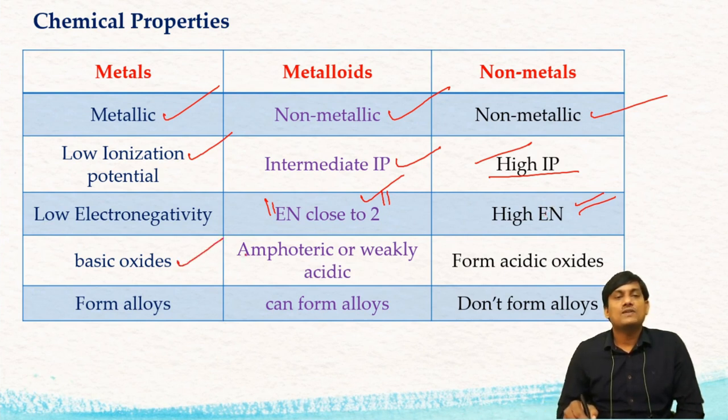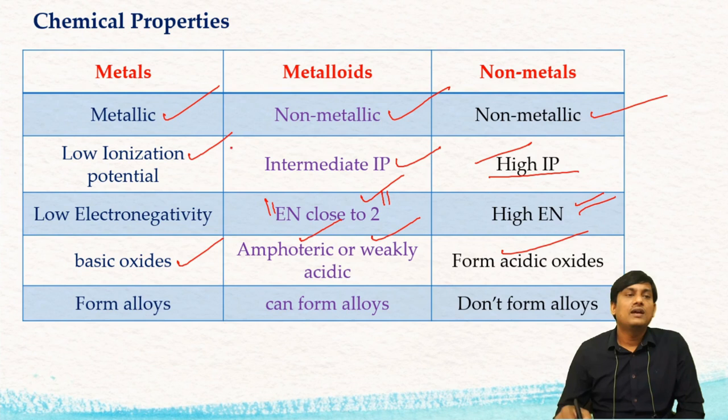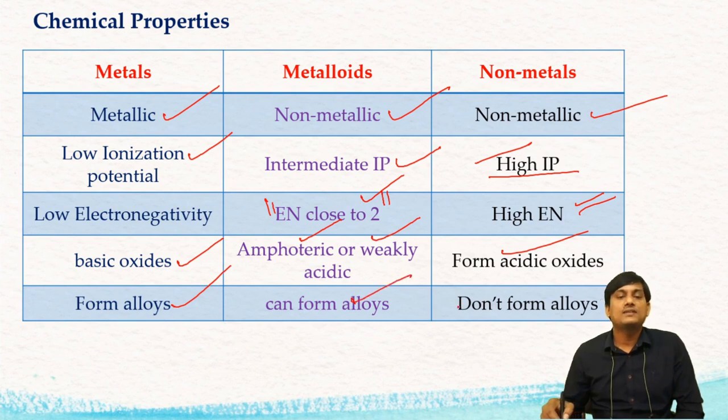Metals form basic oxides. Metalloids form amphoteric oxides, which means they can react with acids and also bases. Some oxides of metalloids are weakly acidic. And non-metals form acidic oxides. Metals form alloys, and metalloids can also form alloys, but non-metals don't form alloys. These are some differences between metals, metalloids and non-metals.